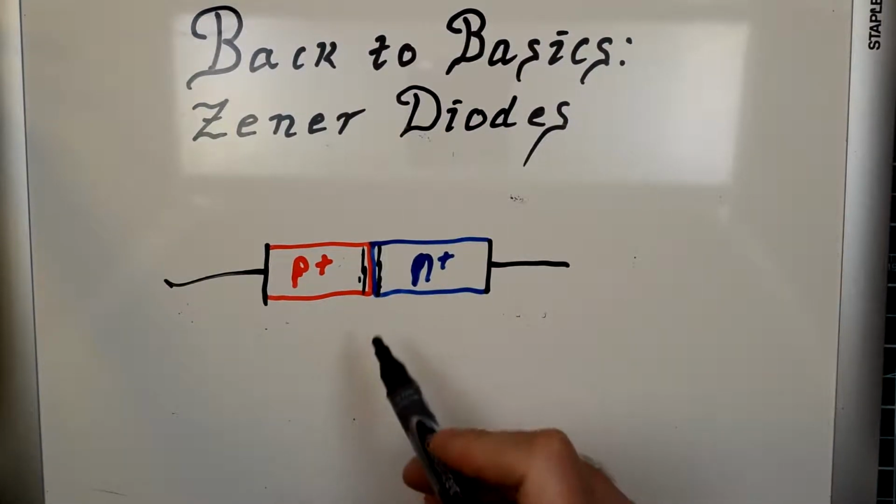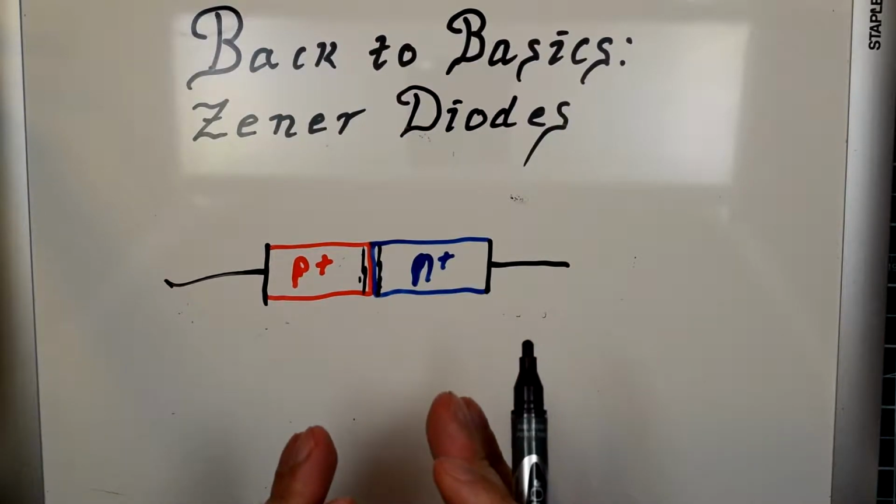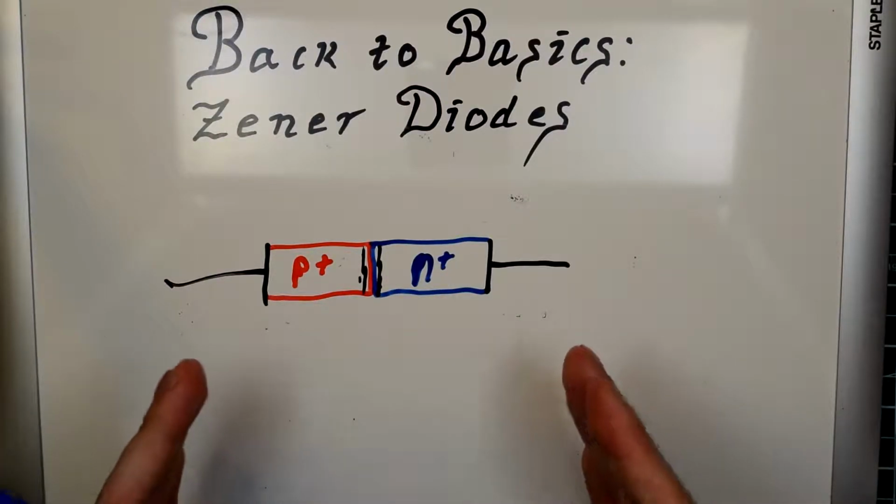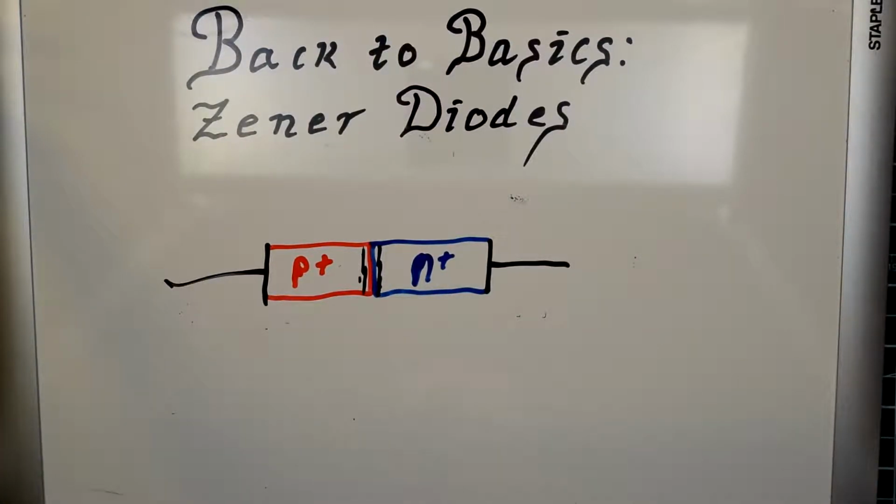The depletion region in a Zener diode is very small and easier to overcome. And there are two factors that affect current flow through a Zener diode. One is the Zener Effect. And the Zener Effect basically describes a quantum tunneling effect.